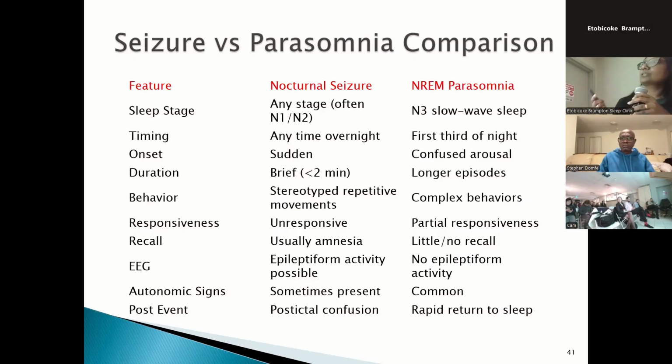Responsiveness: unresponsive in nocturnal seizures, but in non-REM parasomnias, partial responsiveness will be there. Recall: usually amnesia in nocturnal seizures, but in non-REM parasomnias, little or no recall. EEG: in nocturnal seizures, you will see epileptiform activity, possibly spike and wave, sometimes, but in non-REM parasomnias, no epileptiform activity. Autonomic signs are sometimes present in nocturnal seizures, but in non-REM parasomnias, very common. Post-ictal confusion will be there in nocturnal seizures, but there is rapid return to sleep in non-REM parasomnias.